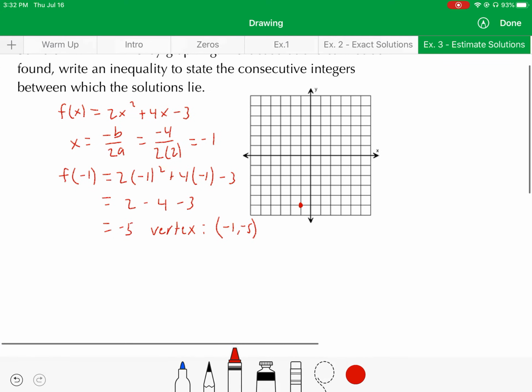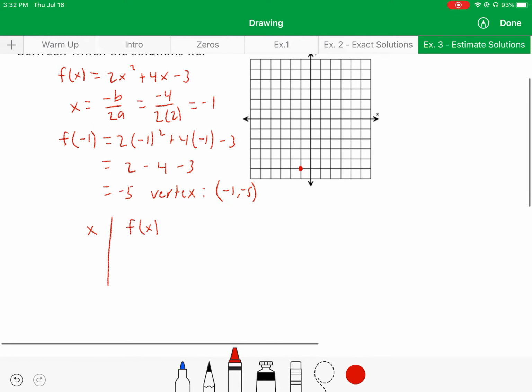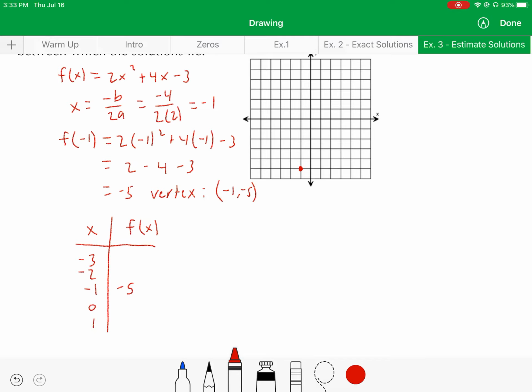Okay, then we'll make a table here. Put that vertex in the center. Pick two smaller values for x to start, two larger values. And when I plug negative 3 into the function, I end up with 3 for y. When I plug negative 2 in, I should end up with negative 3. f of 0 is negative 3 as well. f of 1 is 3. All right, so let's plot each one of those.